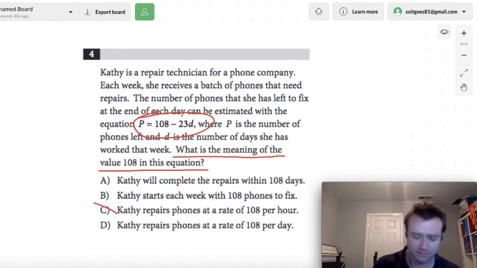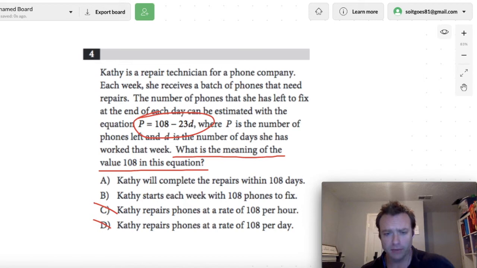That seems pretty crazy. Improbable. Okay. Yeah. Okay, so I think it's either A or B, which it is here.